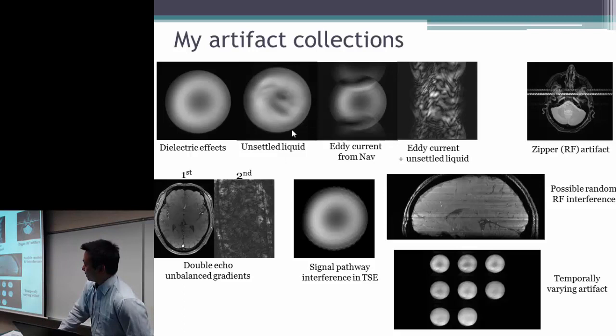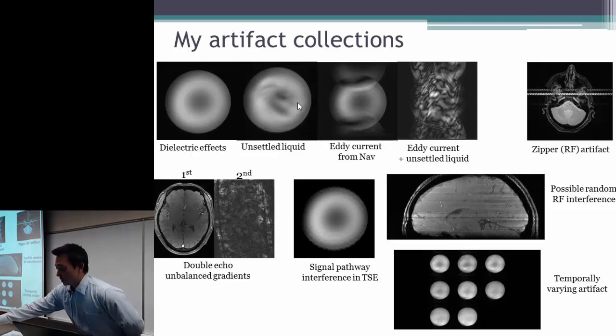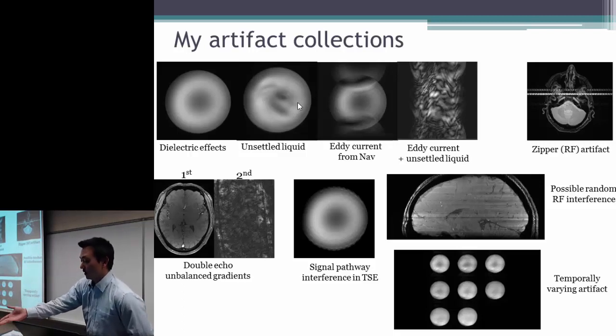So we can see that for this one, first I put in the phantom. The phantom is just like this bottle. It contains water. So when I first put it in, the water is still flowing inside the phantom. So when I do the collection, we can see those signal variations due to the unsettled liquid. So this is a kind of motion artifact.